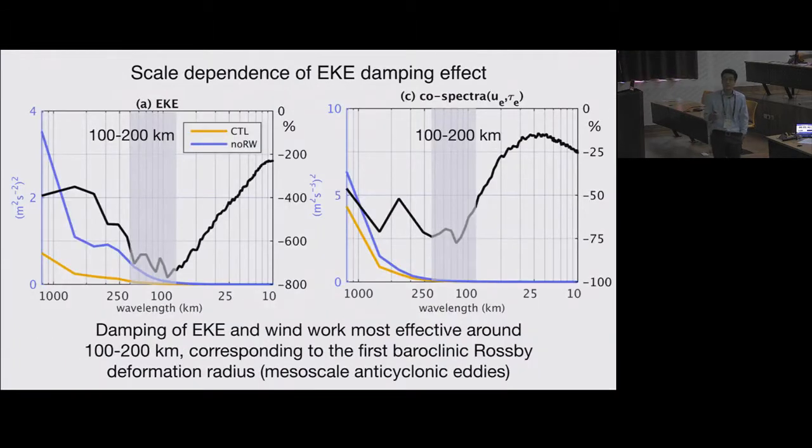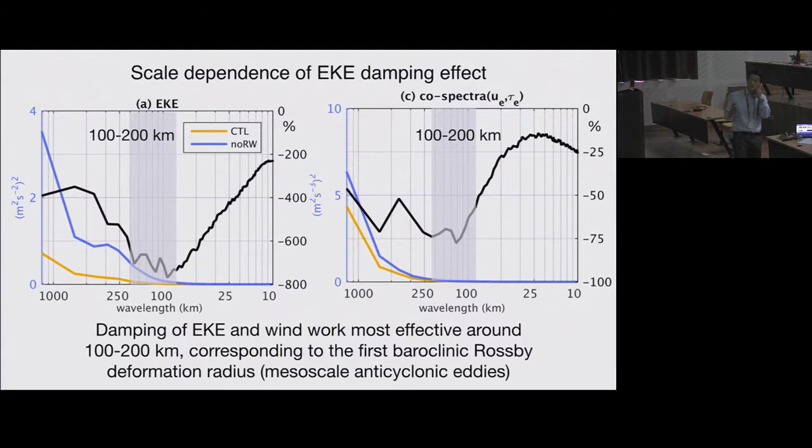So the scale dependence of the eddy kinetic energy damping by this relative wind effect can be seen in this wavenumber spectrum. This is an eddy kinetic energy spectrum in terms of wavelength. Here's 1,000 kilometers, this is 10 kilometers, and two different simulations, the control simulation and the run without the surface current. The black is showing the percentage difference of these spectra. So you can see that between about 100 to 120 kilometer range, the eddy kinetic energy variance is reduced about 700, 800%. So this is the spatial scale where this momentum coupling seems to be very important, effective in damping the kinetic energy of the ocean.